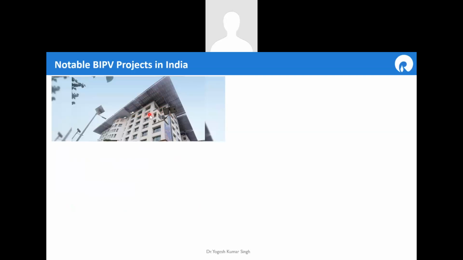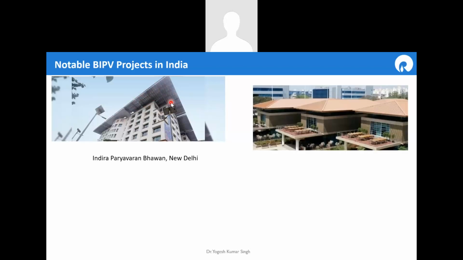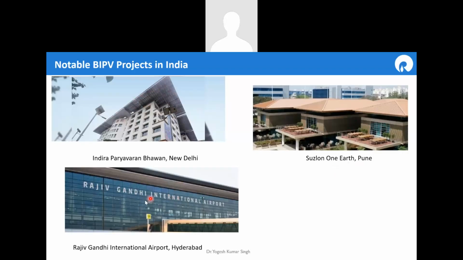Okay, so no issue. So this particular building is the Indian Paryavaran Bhavan. If you visit the Jor Bagh area, the entire roof is utilized for solar energy, and that is called the BIPV system. This is the Sujalon One Energy Earth Pune system, where you can see that all the glasses are made from the BIPV system.